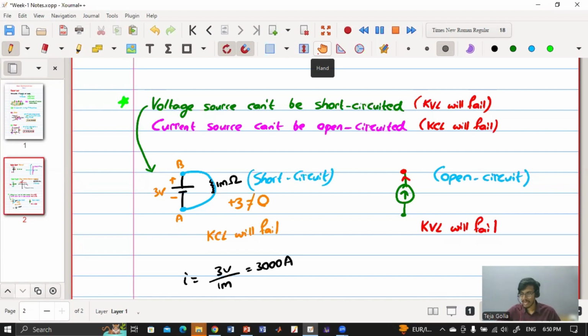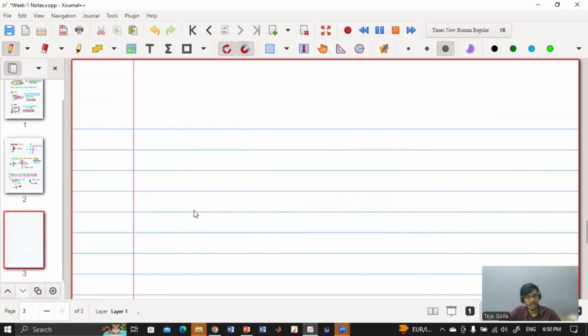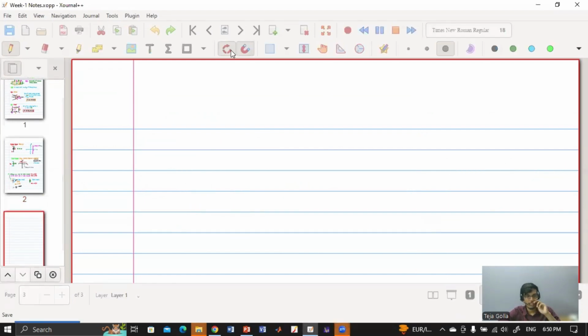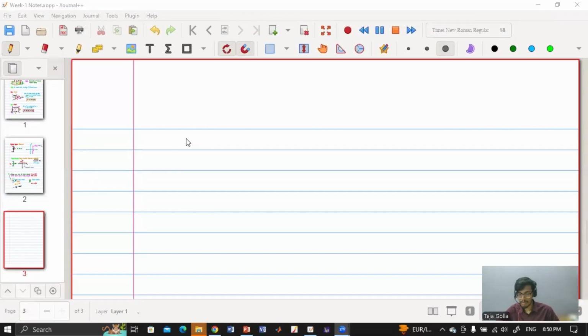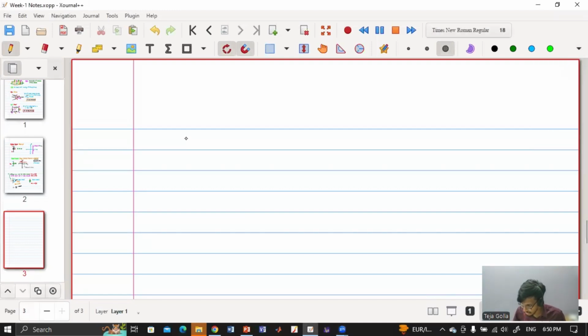Is it clear until this point? Any doubts further? Yes, clear. If you have any doubts, you can ask. Else, we'll move into elements, and we'll discuss four elements: the resistor, inductor, capacitor, and the mutual inductor. But before going to the mutual inductor, which is a little bit tricky, first I'll talk about the resistor, then the capacitor, then the inductor.